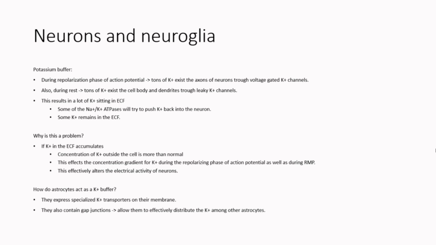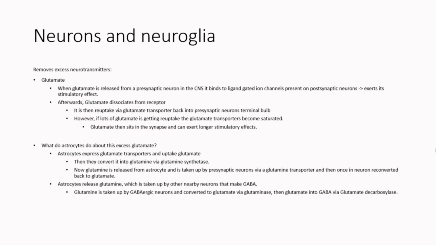But why is this a problem? Well, obviously, if we have a high concentration of potassium outside the cell, this will affect the repolarizing phase, and it will affect the action potential during resting membrane potential. So how do we resolve this? Well, thankfully we have these astrocytes, and they can express specialized potassium transporters on their membrane, and they have a gap junction between them, so they can effectively distribute this potassium. So they can pick up the potassium and distribute it among each other. And this is how they work as a potassium buffer.